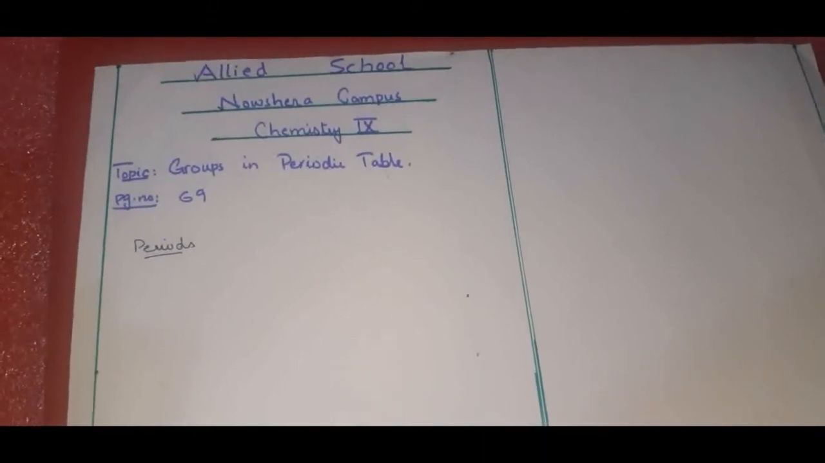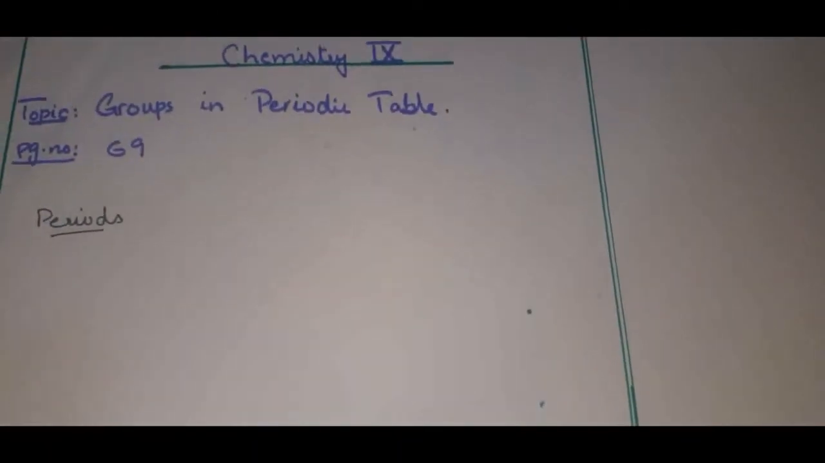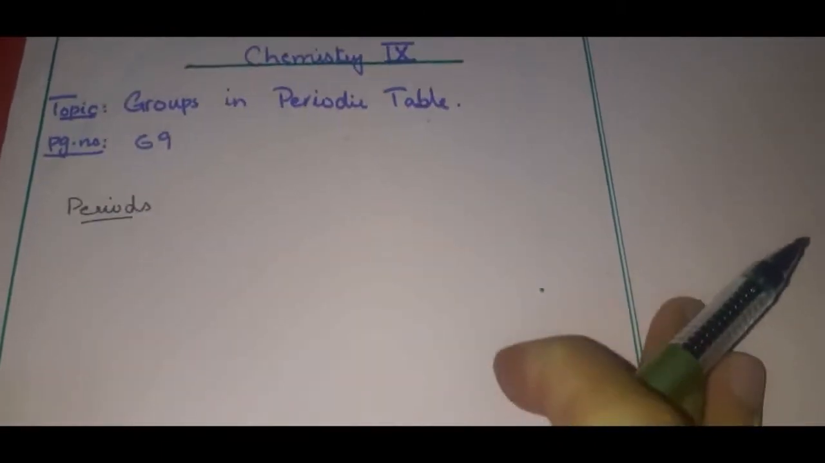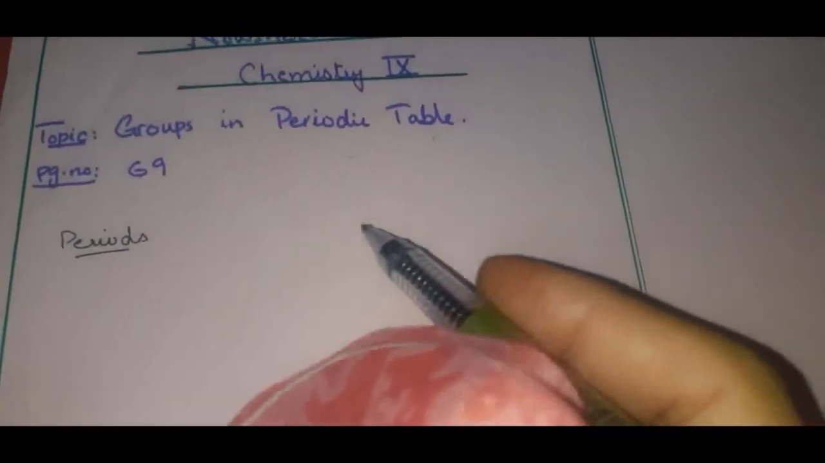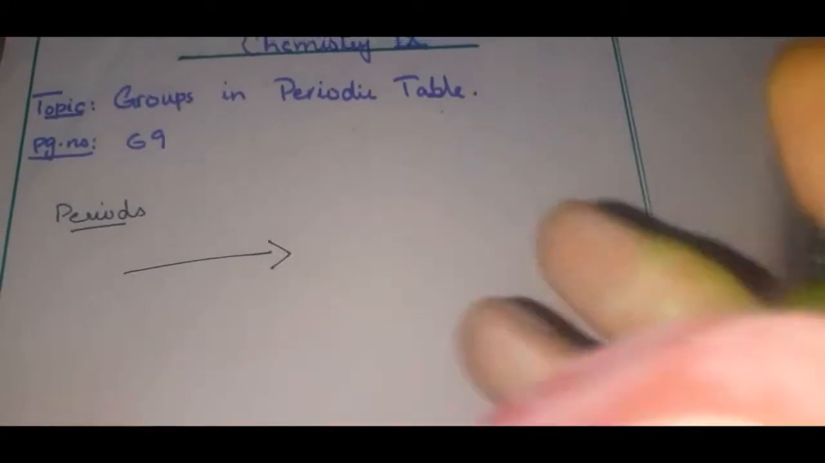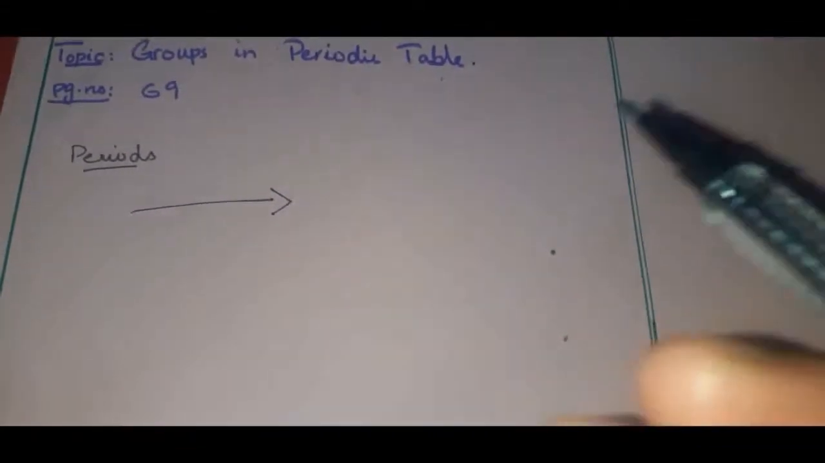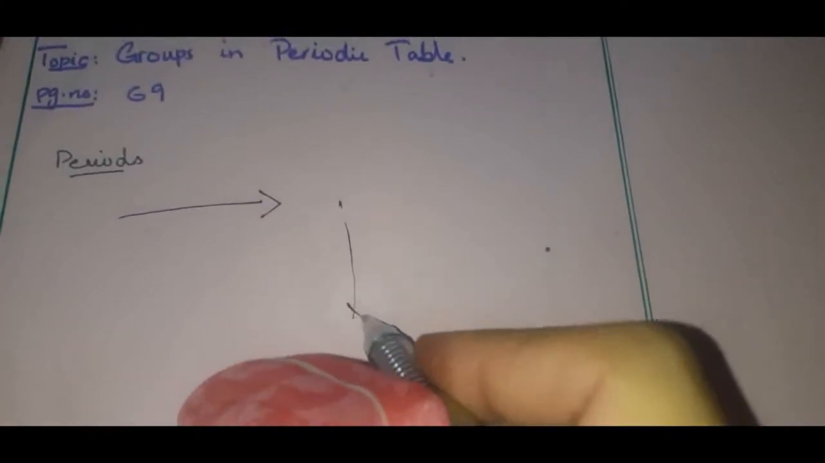Our today's topic is groups in the periodic table, which is mentioned on page number 69. In our last lesson, we learned about periods. So what are the periods in the periodic table? They are the elements going from left to right. And what are the groups in the periodic table? Groups are the elements going from top to bottom.